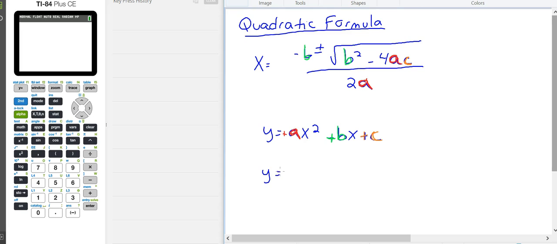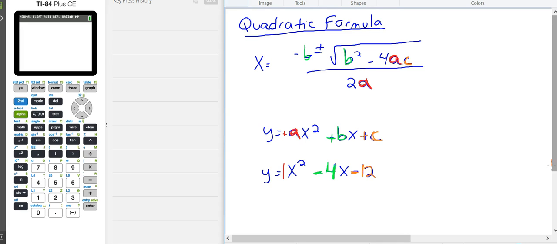Y is equal to x squared minus 4x minus 12. Let's define our a, b, and c terms. In this case, a is always the coefficient of the x squared term. In this case, x squared has no coefficient, so we assume that it's a 1. B is always the coefficient of the x term, and we take it with its sign, so b is negative 4. And c is the constant term, always. Take it with its sign, so that's negative 12.